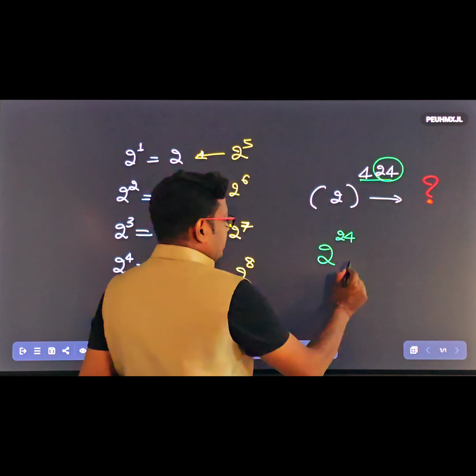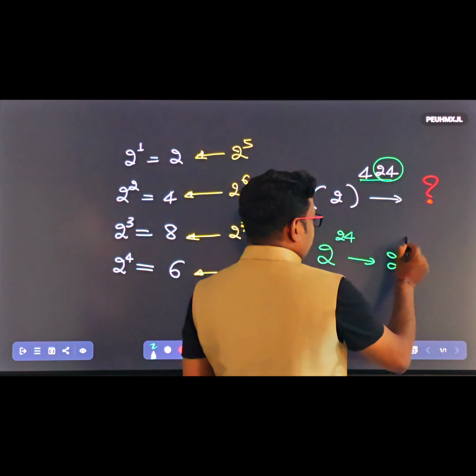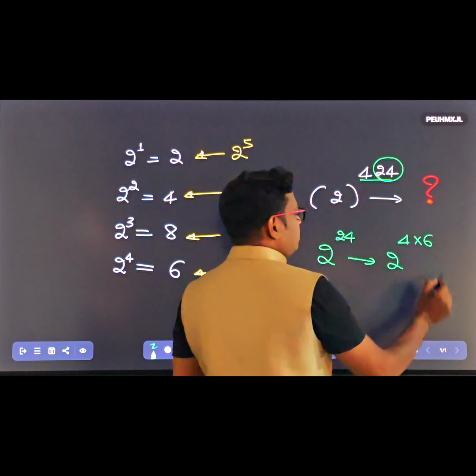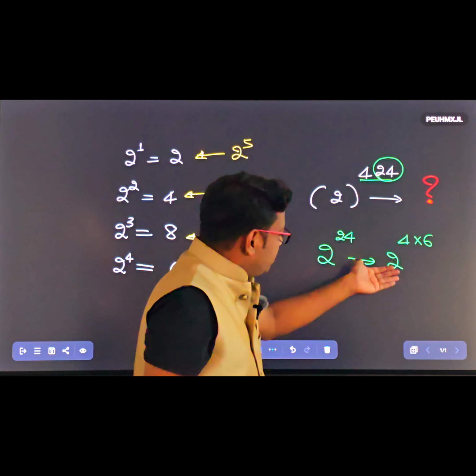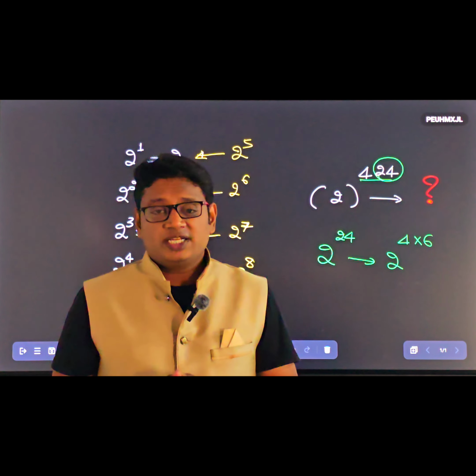This can be written as 2 to the power of 4 into 6. Yes or no? Yes. We already know 2 power 4 is 6. What is 2 power 4?